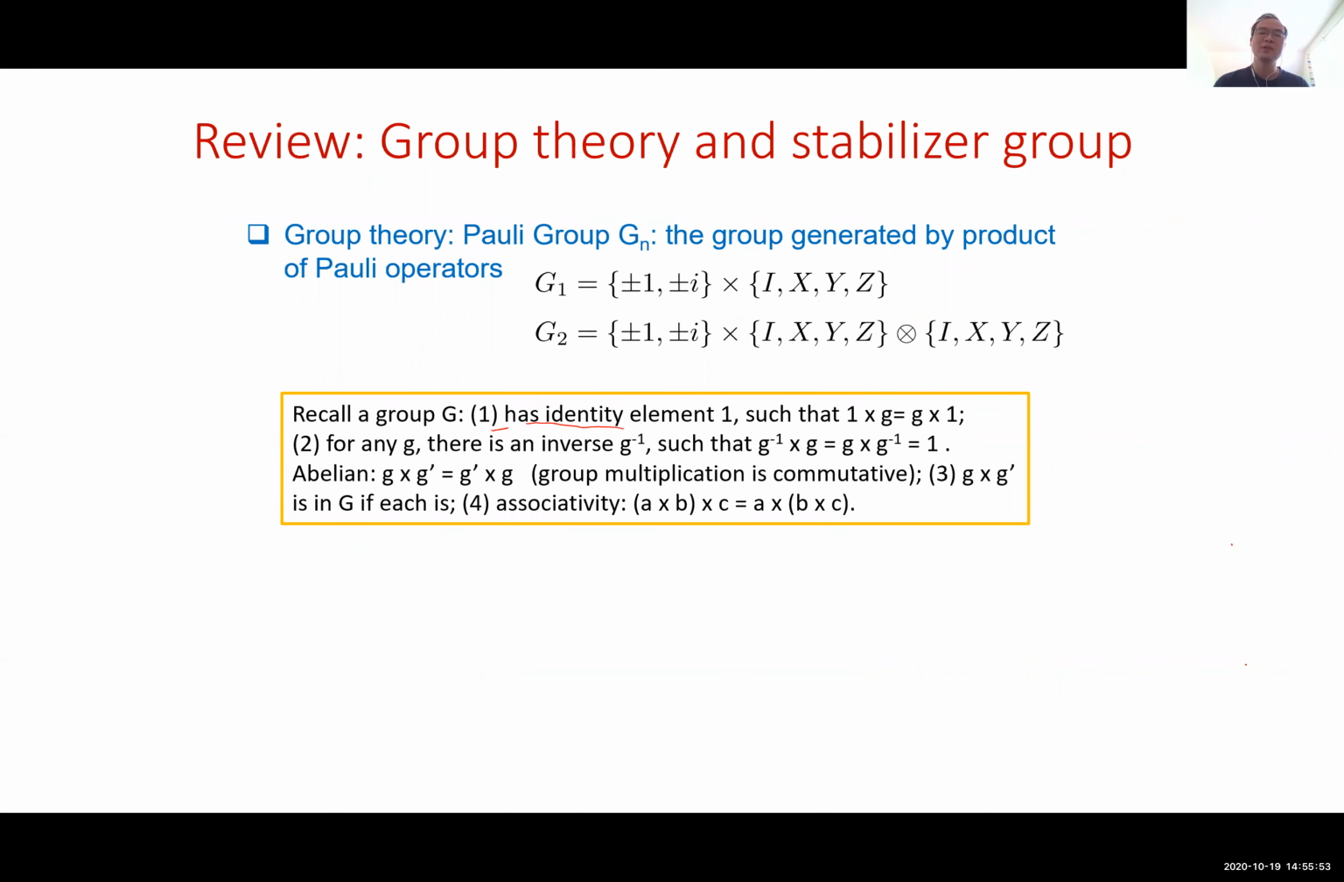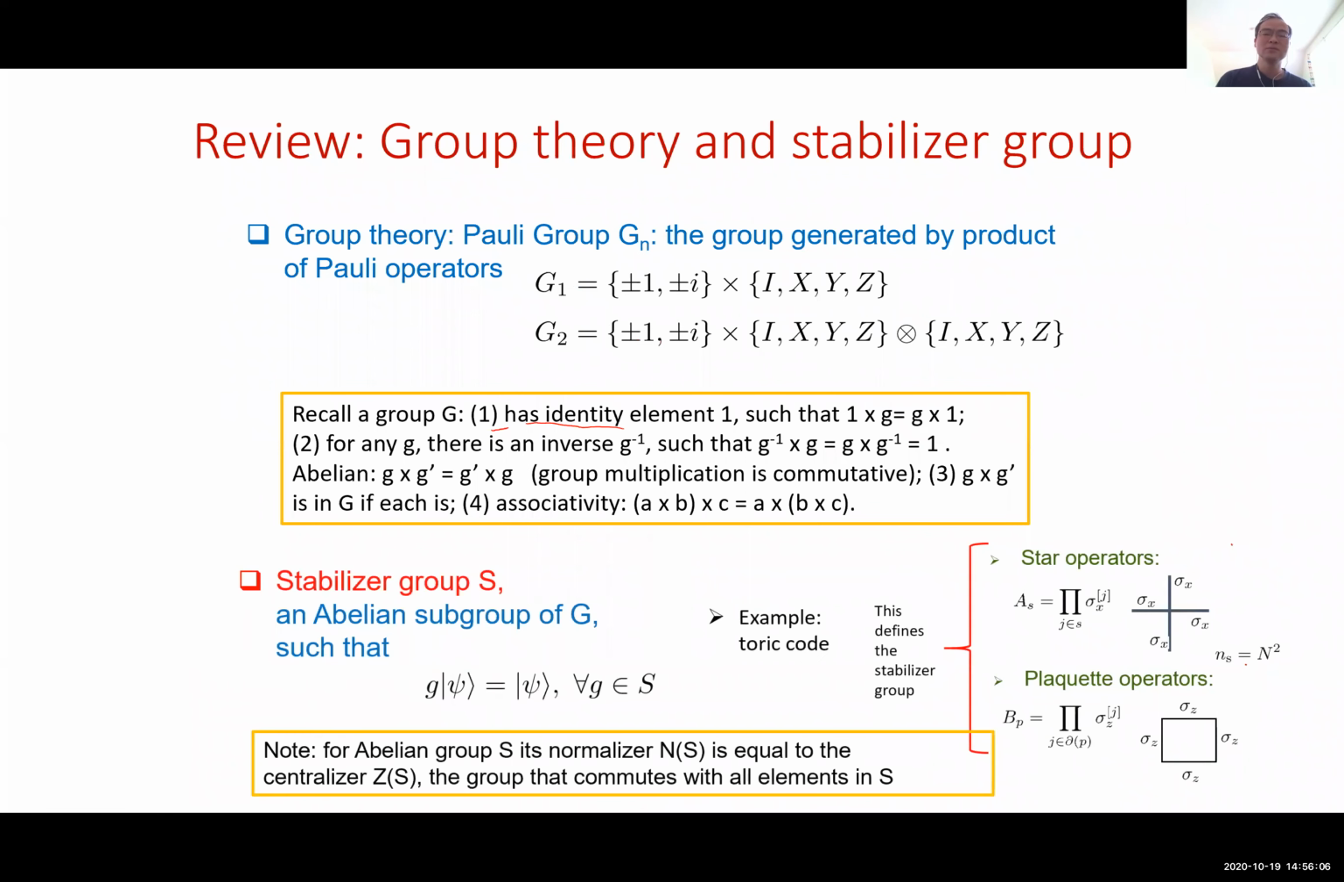If that's something we never learned before, we would take it as given, and then we always refer back to that statement. Okay. And in fact, we didn't use that much group theory.